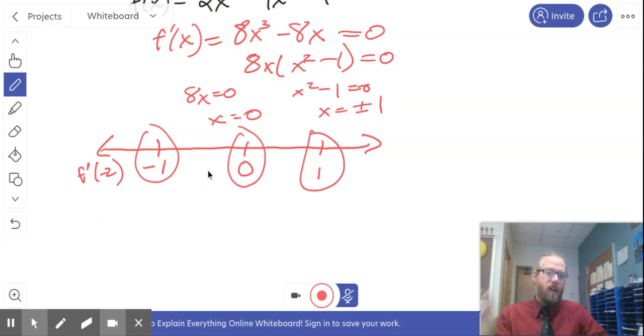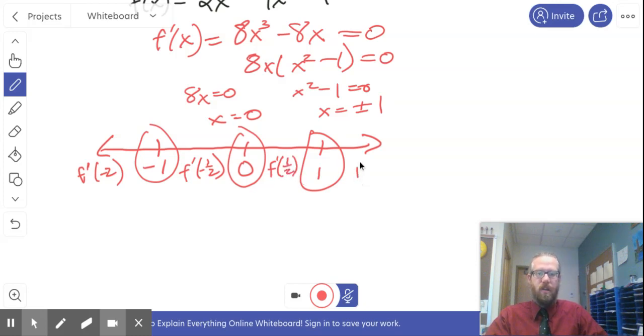I have to pick some value that's in between negative 1 and 0. Unfortunately, there's no nice integer numbers in between there. There's not necessarily a great way, but I'm going to go with just negative 1/2. And then over here, I'll do a positive 1/2.